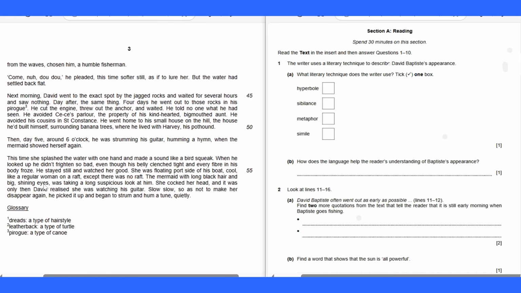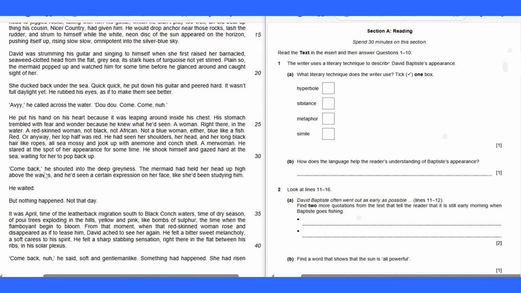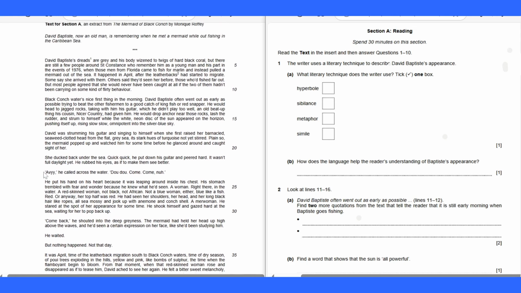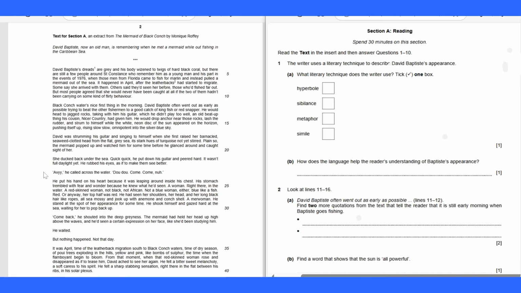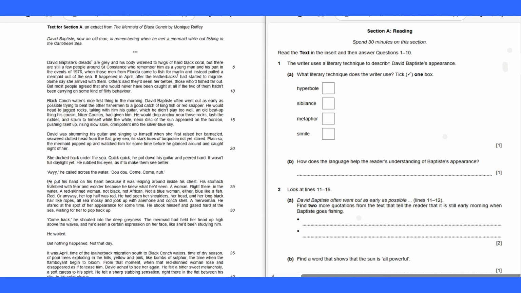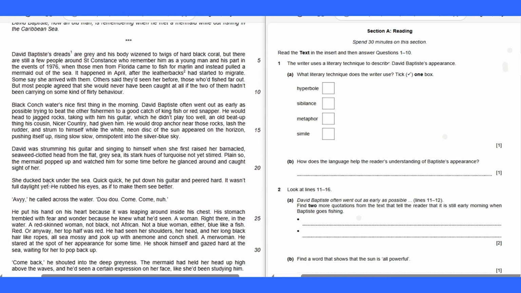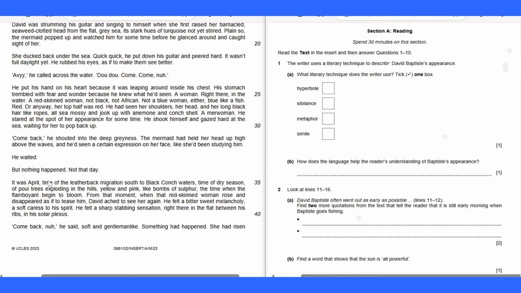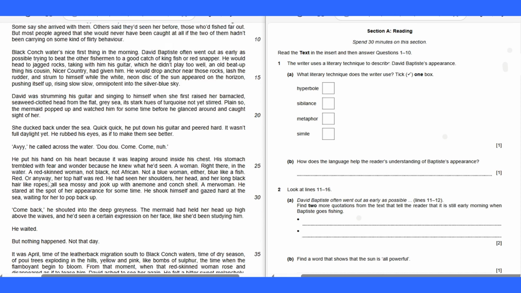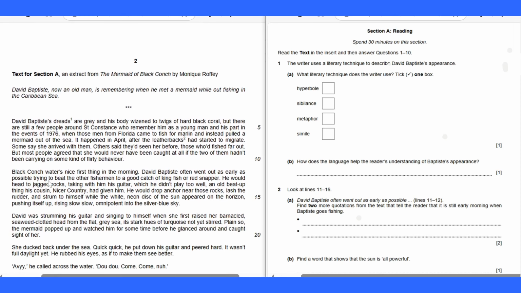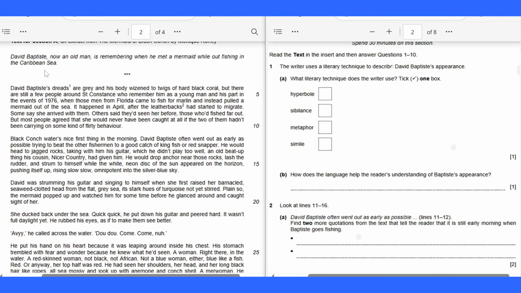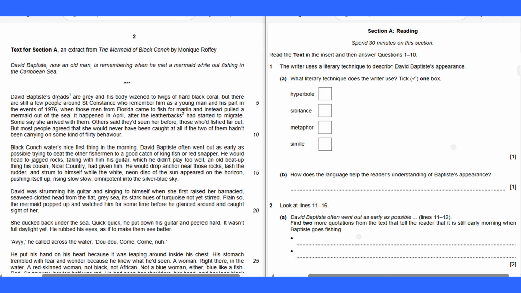Have you taken the screenshot? Page 3. Full page here. That's a bit small, and I shall zoom it in. So this is line 30 till 42. Okay, let's get started. First, let's read the insert about David Baptiste.